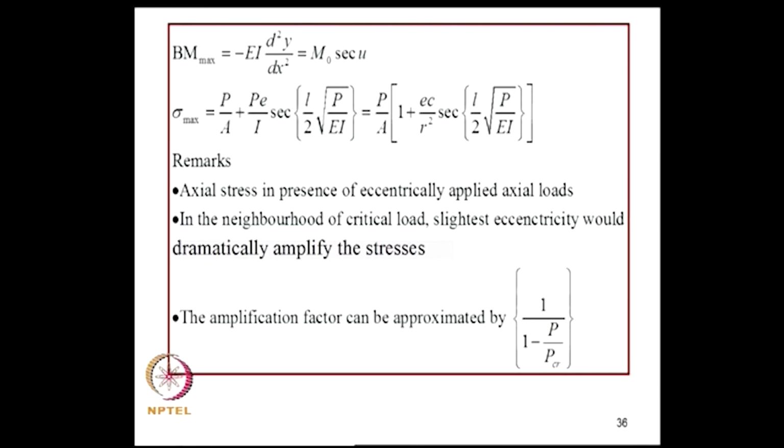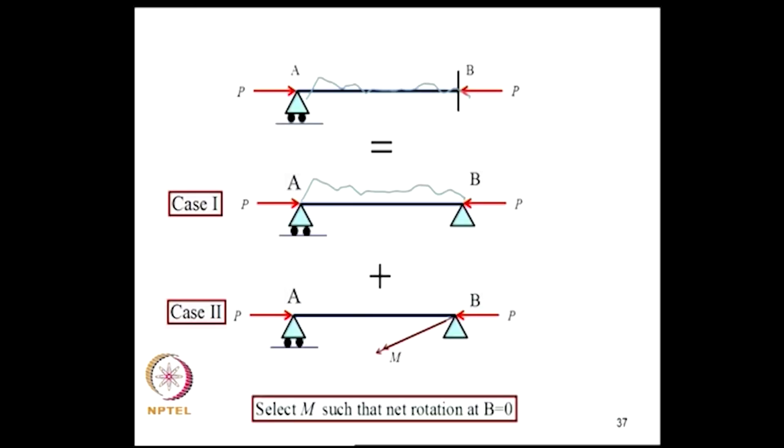So, we need to ensure that we determine what should be this critical load with care. Now, this magnification factor can in fact be approximated by 1 divided by 1 minus P by P critical, by expanding this trigonometric term, and this gives reasonable accuracy for acceptable ranges of P close to P critical in which we are interested. How about statically indeterminate structures?